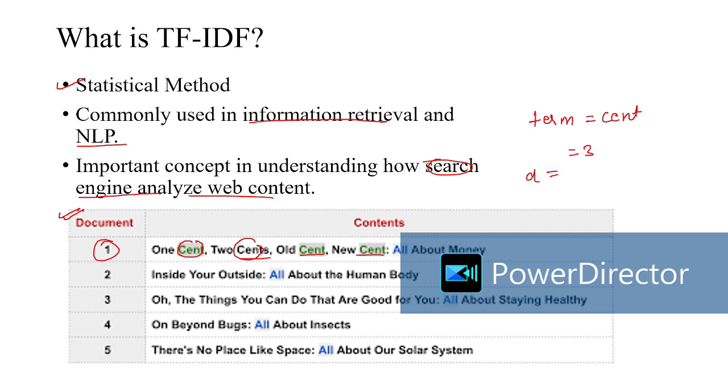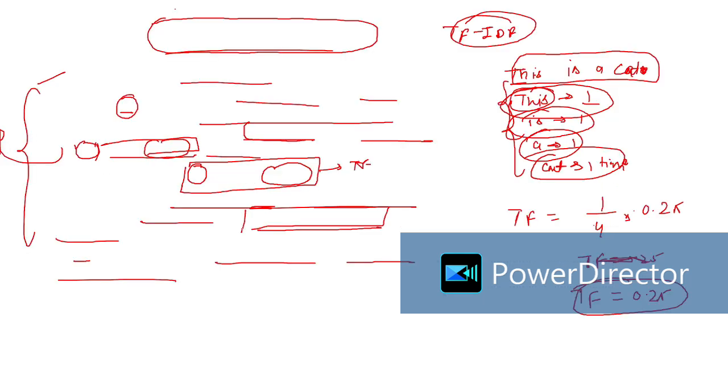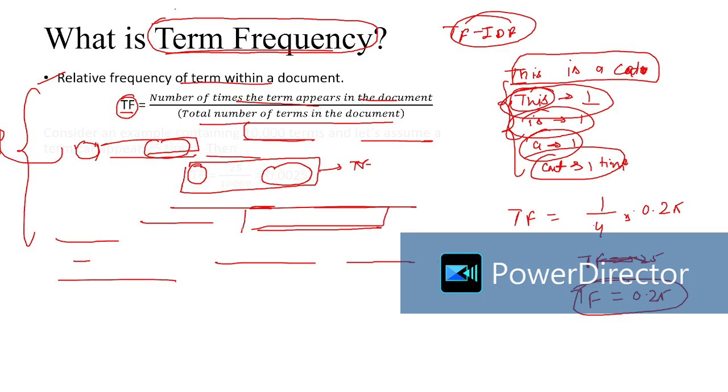The document length is 1, 2, 3, 4, 5, 6, 7, 8, 9, 10, 11, 12, 13, 14. So let's suppose 14. So term frequency of sent is 3 by 14. This term frequency tells how relevant sent is to the document. I hope term frequency is clear to you.